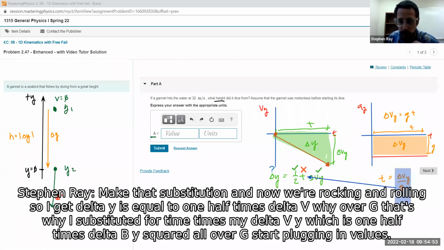So I get delta y is equal to 1/2 times delta Vy over g. That's why I substituted for time, times my delta Vy, which is 1/2 times delta Vy squared all over g.